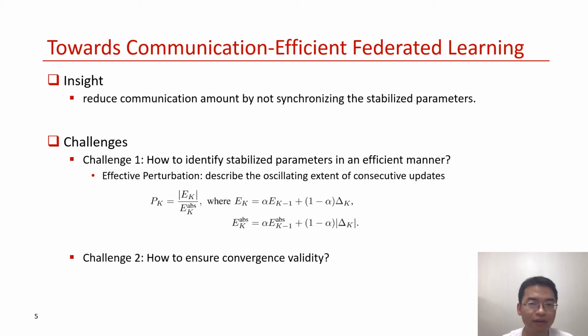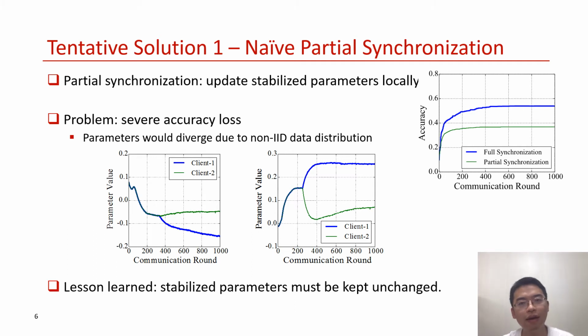Regarding the second challenge, we first explored two candidate solutions. The first solution we explore is naive partial synchronization, which means to update the stable parameters only locally, excluding them from global synchronization. However, as shown in the top right figure, when training the LeNet5 with this method, there is a huge accuracy loss of over 20%. We find that it is because the edge clients in federated learning usually host non-IID data, and the local optimums are non-identical.